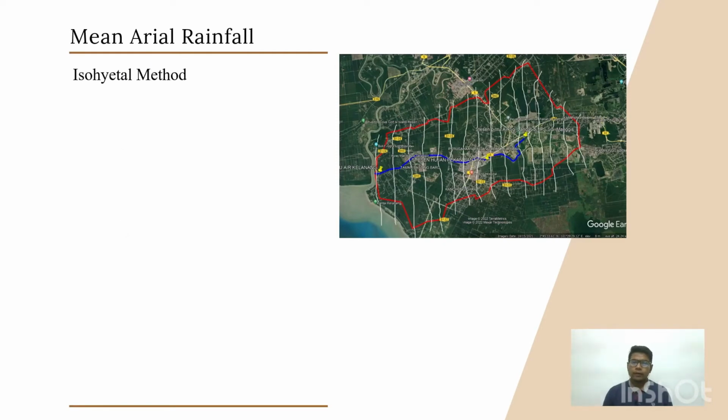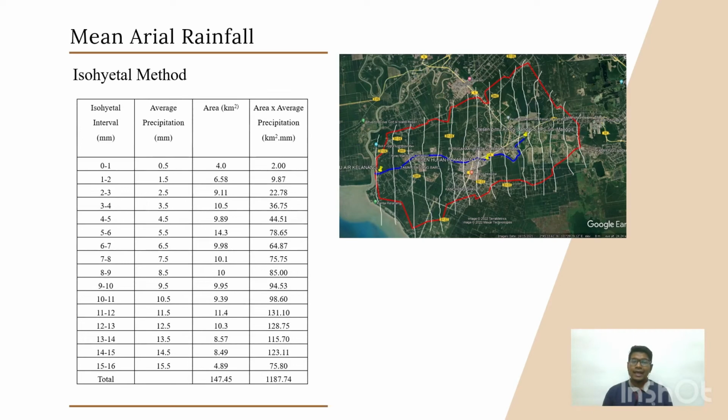And now the last method is the isohyetal method. In this method, we need to draw interval lines to separate a few areas to search each area. In this method, the result that we got is 8.06 millimeters.